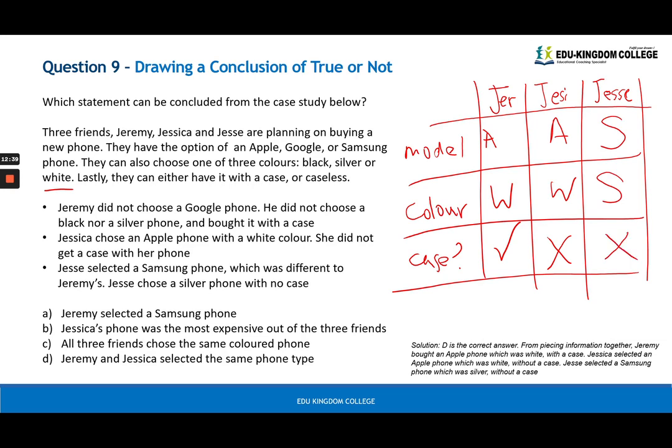Okay, so now let's look through the options. Jeremy selected a Samsung phone. Incorrect, it's Apple. Jessica's phone was most expensive, we don't know that. All 3 friends chose same color, nope. Jessie chose silver, the other 2 chose white. Jeremy and Jessica selected the same phone type. Yes, they both chose Apple. So D is your answer.